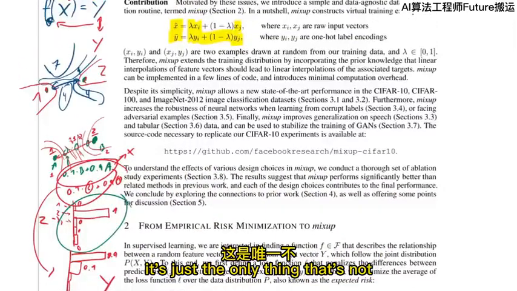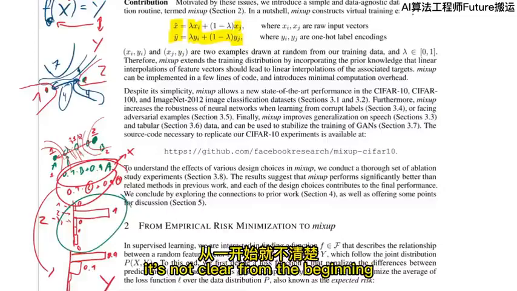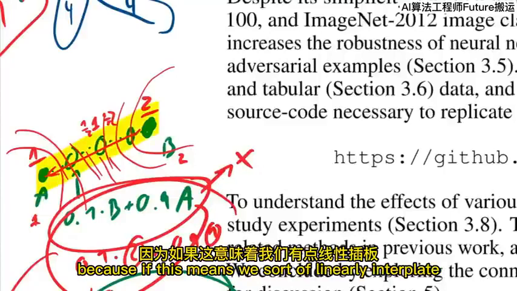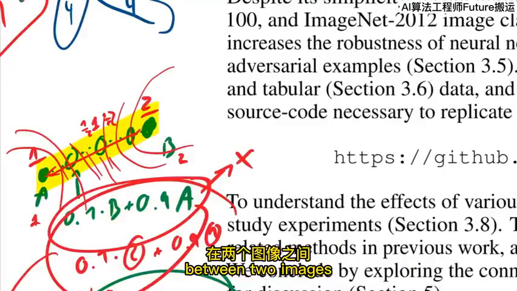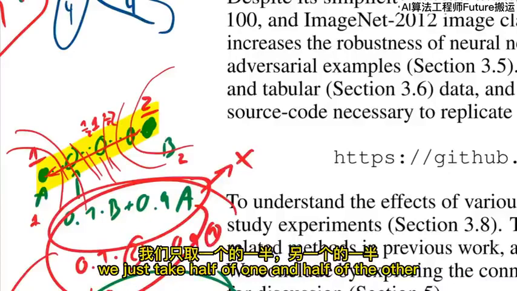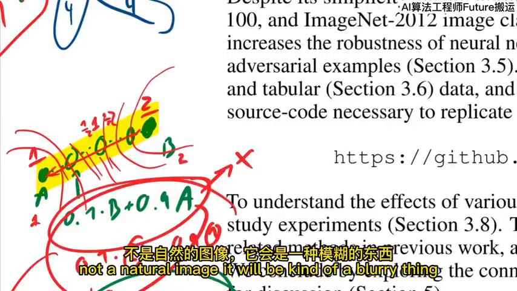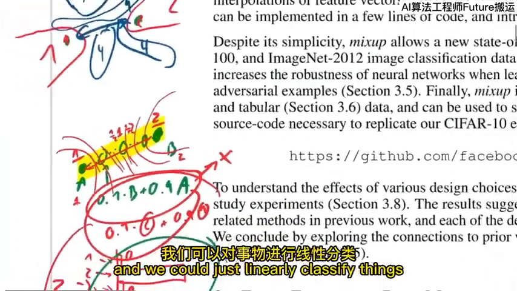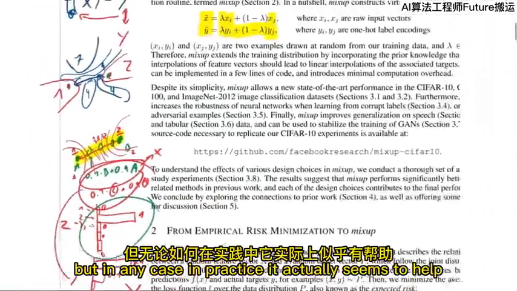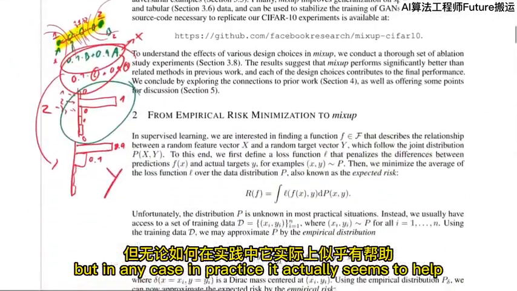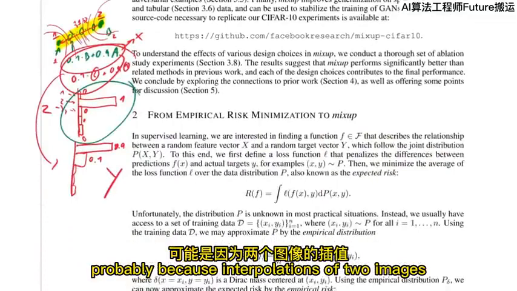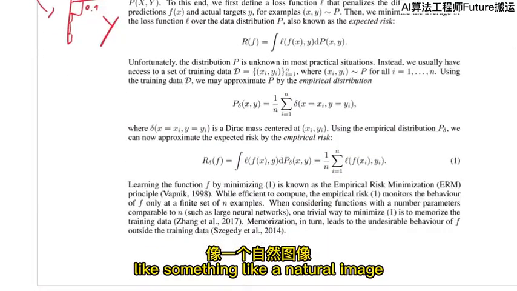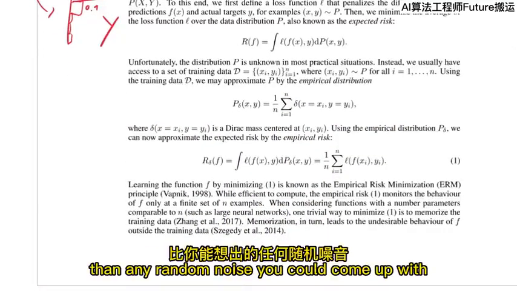The only thing that's not clear from the beginning is that this kind of interpolation actually makes sense, because this means we sort of linearly interpolate between two images. So if we have two images, we just take half of one and half of the other, and that will not be a natural image. It will be kind of a blurry thing. Otherwise, you know, all our problems would be solved and we could just linearly classify things. But in any case, in practice, it actually seems to help. Probably because interpolations of two images, linear interpolations, are still much more like something like a natural image than any random noise you could come up with.